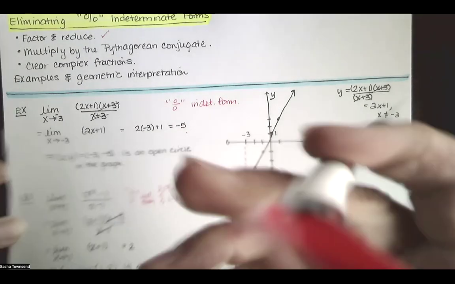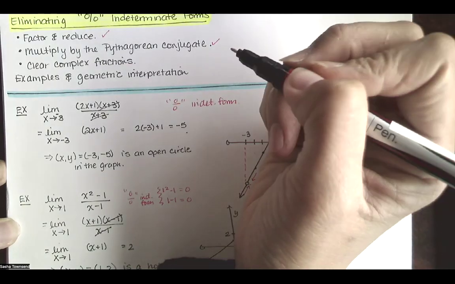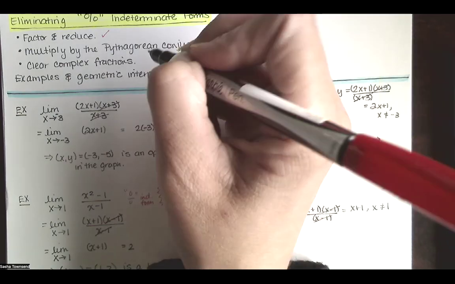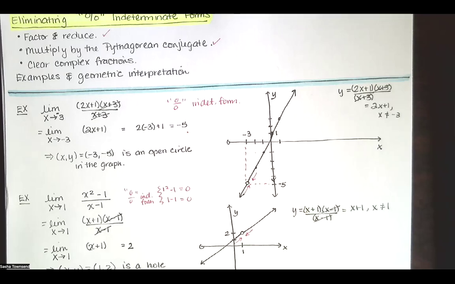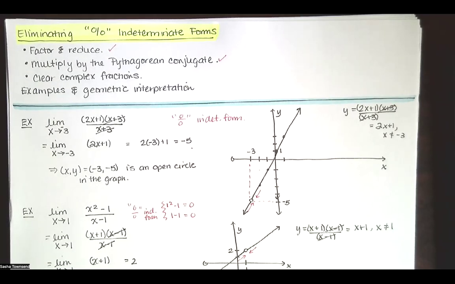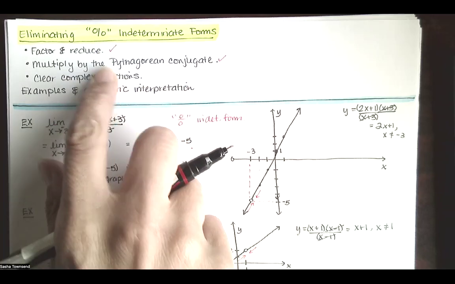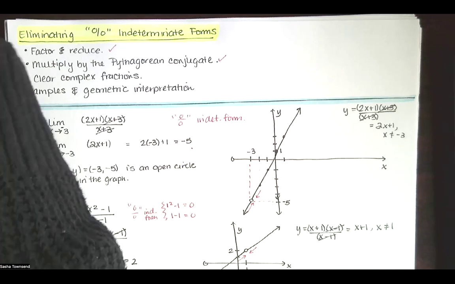So we finished this Pythagorean conjugate example. We did the factor and reduce example, and the last one is clearing a complex fraction. I'm going to do that in another video. I have to go right now, but we'll do that in the next video. But we've got both of those here. So we'll do the clearing complex fraction in a future video.